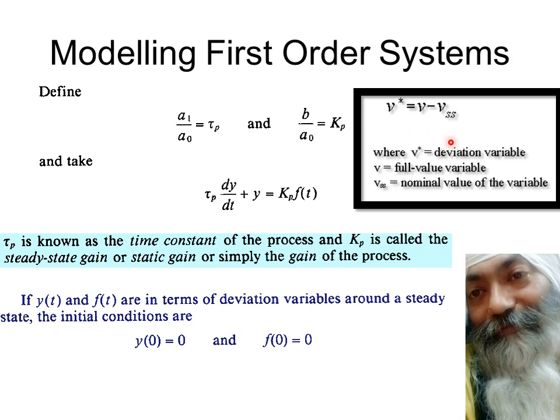In terms of deviation variables, we take everything in terms of deviation variables, and deviation is taken from the steady state. So this is the idea or the philosophy behind taking all the deviation variables, so as to fulfill this requirement, so as to go in for the Laplace transform or the transfer function.